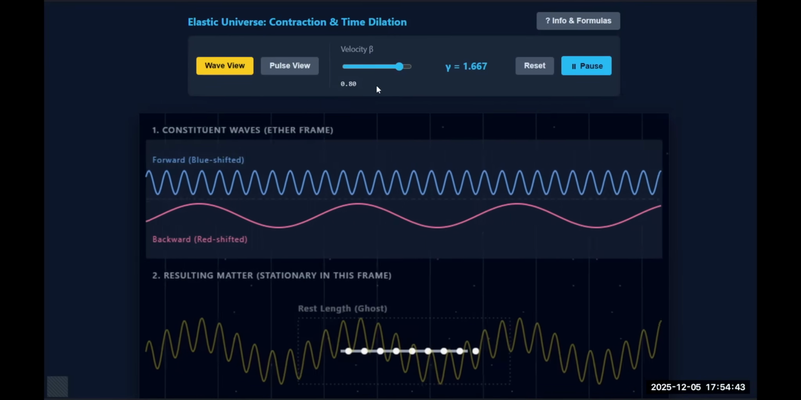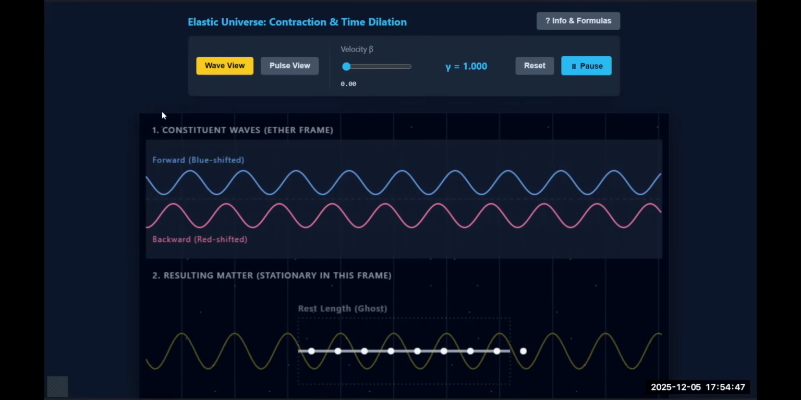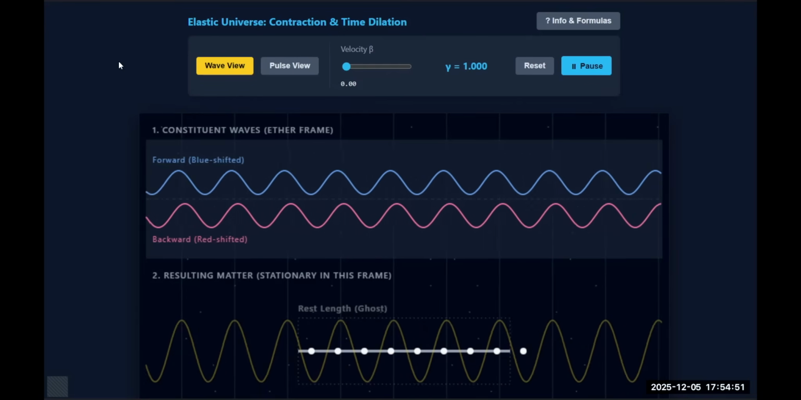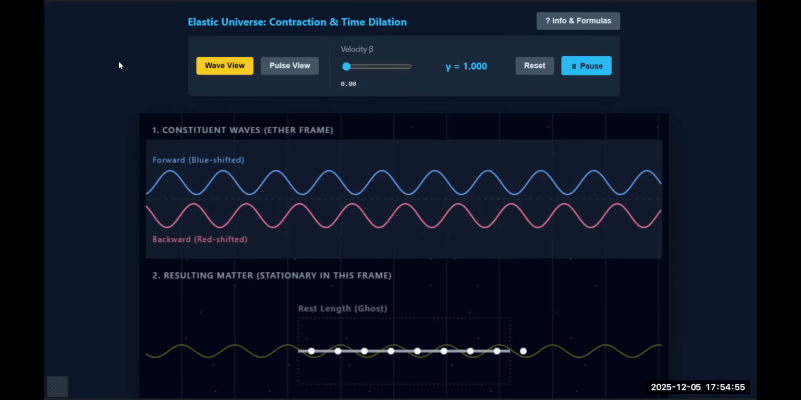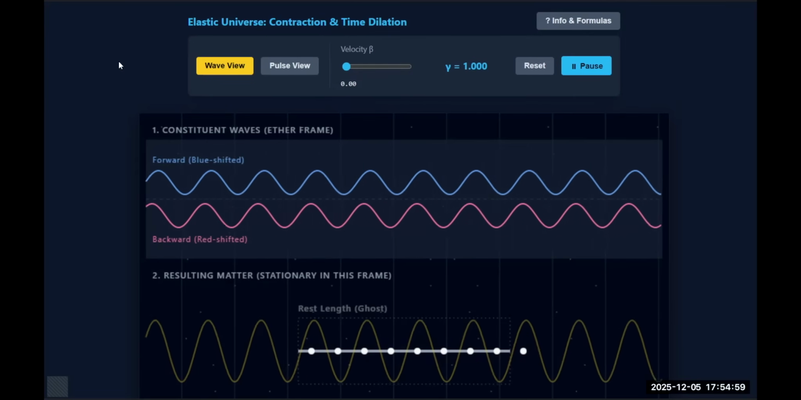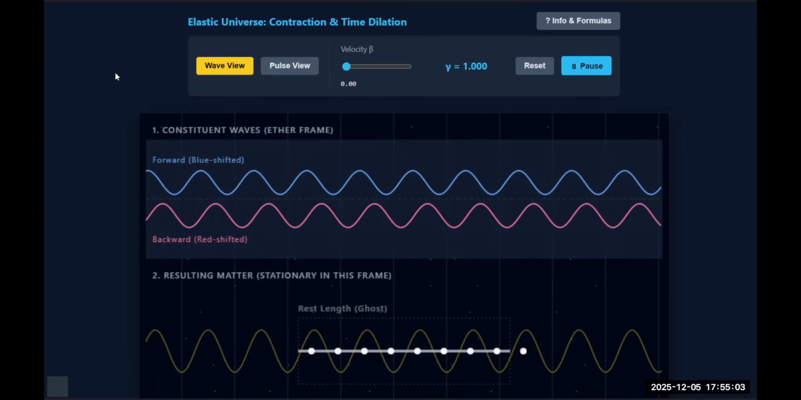Okay, let me make sure I'm understanding. Let's go back to the situation where the blue and the pink are equal. Here's my understanding, correct me if I'm wrong. We have reason to believe that matter is a wave, or at least it's a hypothesis right now. We don't know. It's a hypothesis.